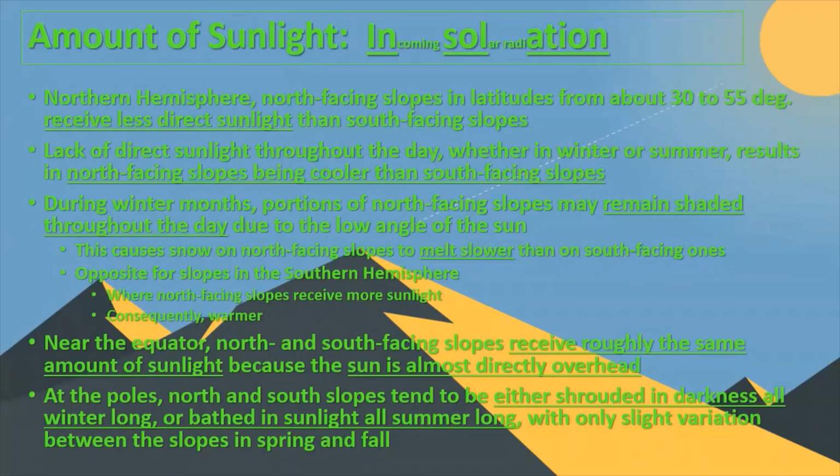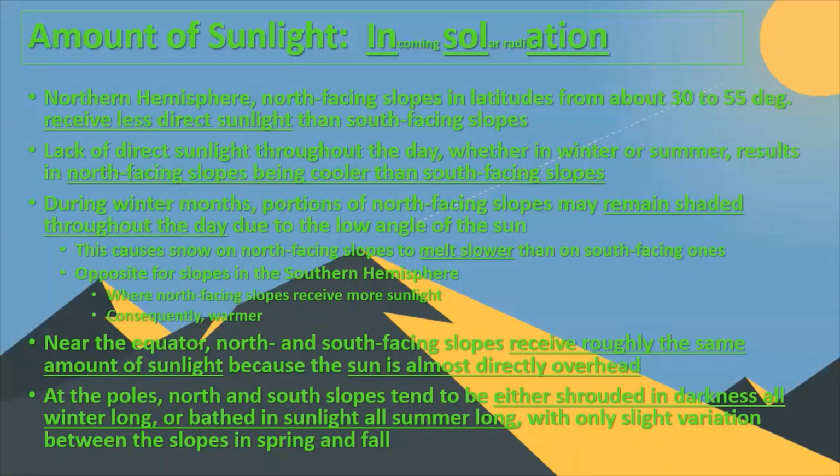So some north-facing slopes may remain shaded throughout the entire day because of the low angle of the sun in the winter in the northern hemisphere. So this causes snow on the north-facing slopes to melt slower than on the south-facing ones. And of course, that's opposite in the southern hemisphere.